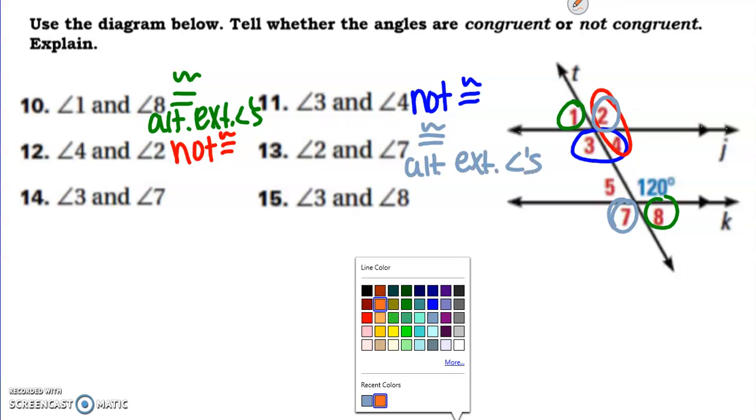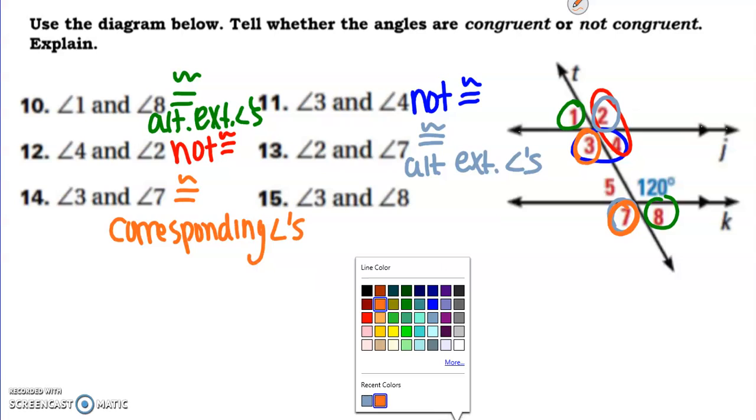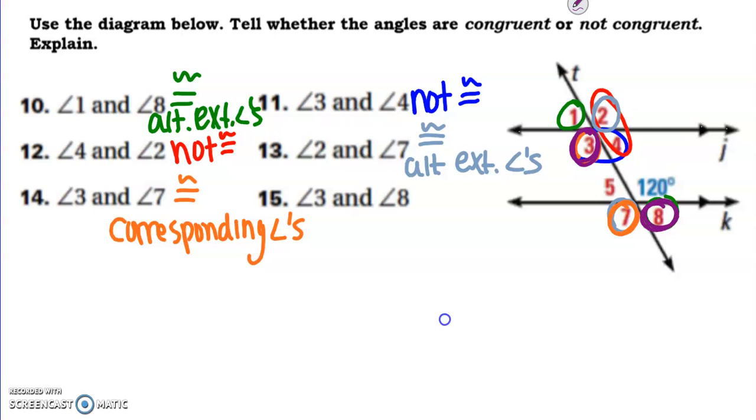Angle 3 and angle 7, so 3 and 7, those are both in the bottom left-hand position, so they're congruent because they're corresponding angles. And then angle 3 and angle 8. Ooh, 3's on the inside, 8's on the outside, so there's no relationship between those two, so they are not congruent. They're not corresponding, they're not alternate interior, and they're not alternate exterior, because one's on the inside and one's on the outside.